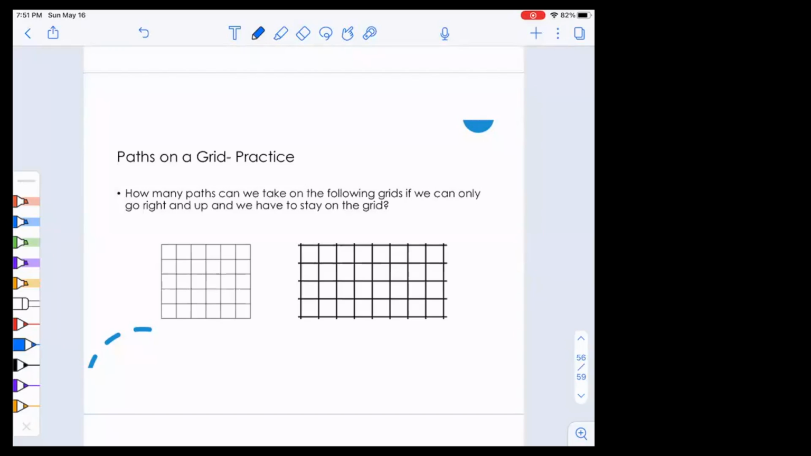I guess we can't count all of these paths up because it would take a long time. Yeah, you can't count them manually, but there are ways to calculate them. Okay.